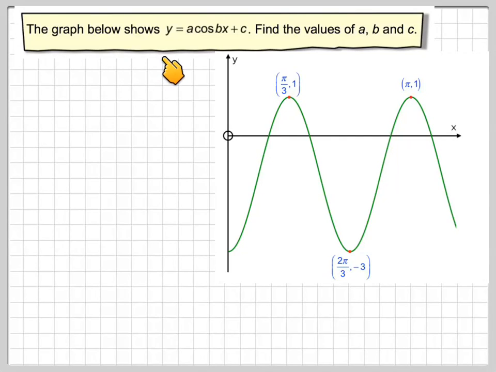The graph below shows y equals a cos bx plus c. Find the values of a, b and c. This is a typical sort of IB question.